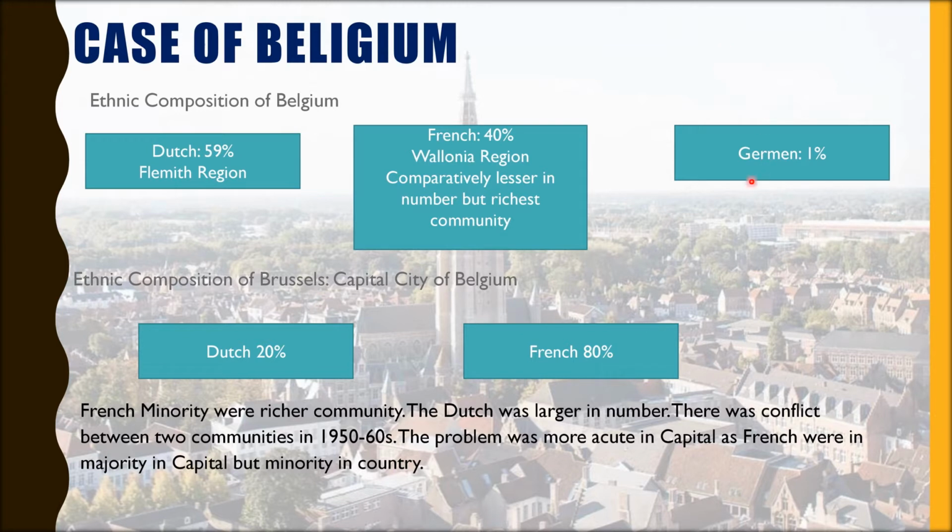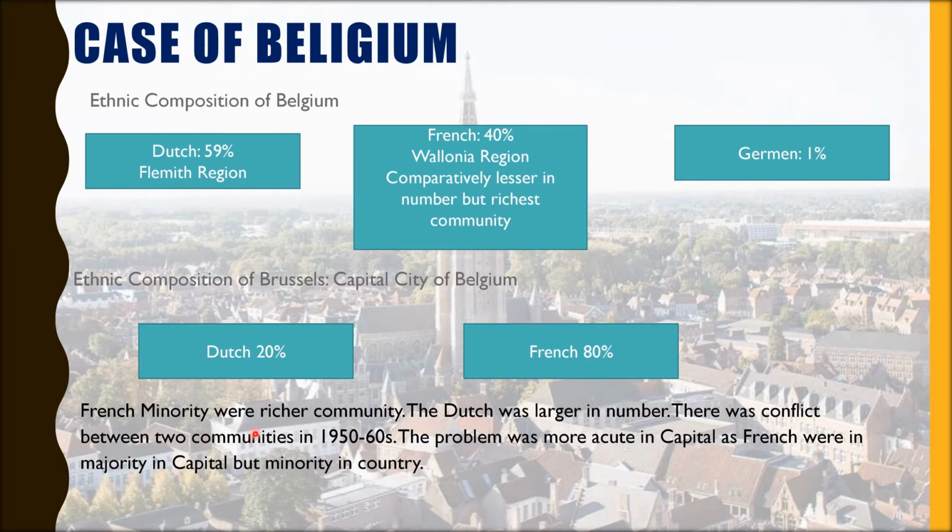This is the case in the whole country, but the more interesting thing is it has a different ethnic composition in its capital city, Brussels. It has 20% Dutch speaking people and 80% French speaking people. Here comes a problem in this small country.